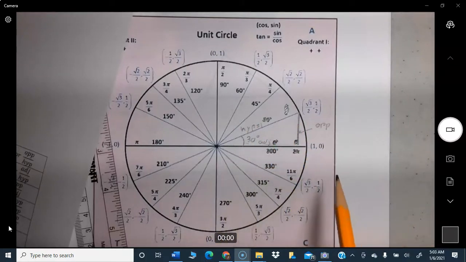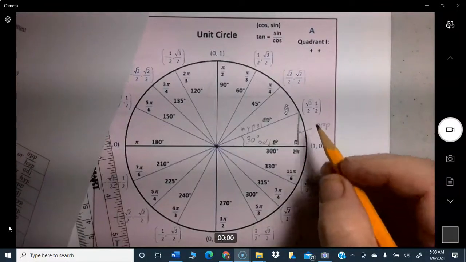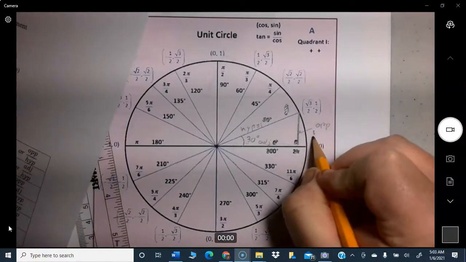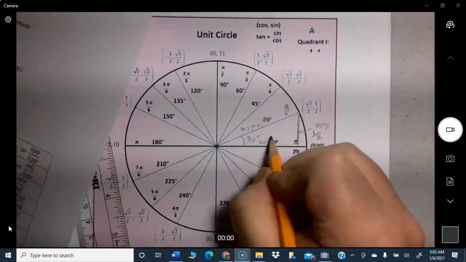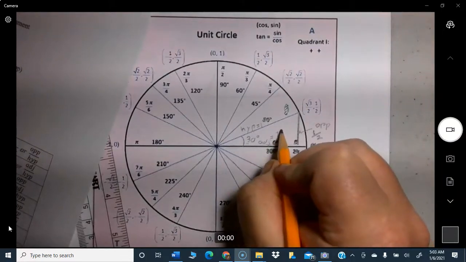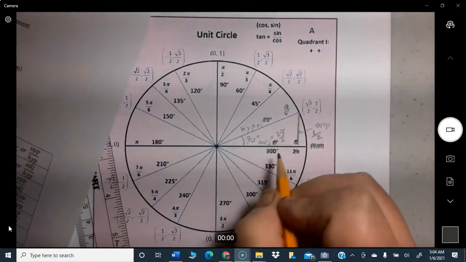Now, a couple definitions: a sine is the opposite over the hypotenuse. So that means we would take this side, which is 1/2, and this side, which equals square root of 3 over 2. That's this side right here.